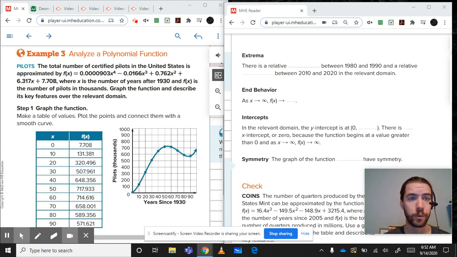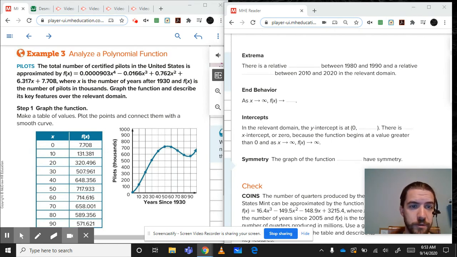Okay, on example 3 here, we're going to analyze a polynomial function. In this example about pilots, the total number of certified pilots in the United States is approximated by a function f of x, which is equal to 0.0000903x to the fourth minus 0.0166366x to the third plus 0.762x squared plus 6.317x plus 7.708. Quite a mouthful.